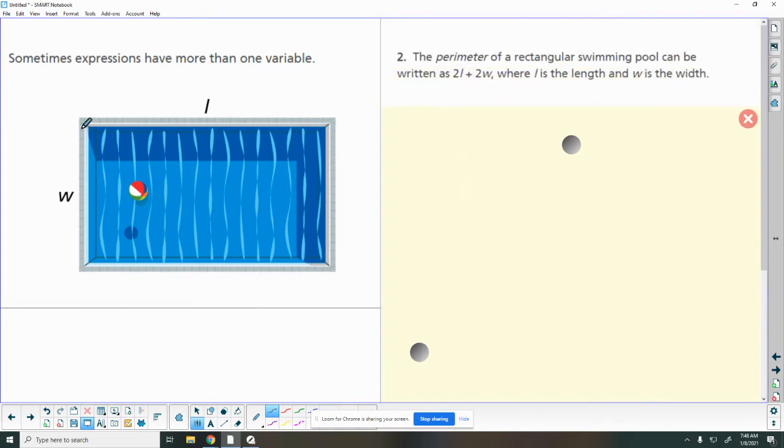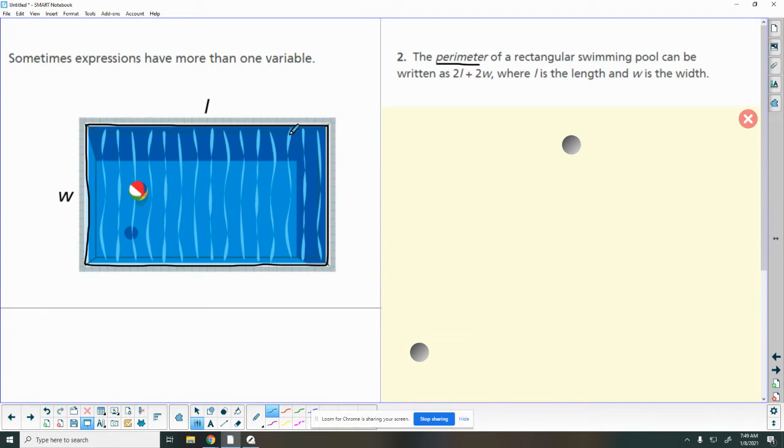So we're actually trying to find the perimeter. The perimeter goes all the way around the outside. W plus L plus W plus L. So we're finding the perimeter of this rectangular swimming pool. And instead of doing W plus L plus W plus L, we can actually write that out as a formula of 2 L's, 2 groups of L, since we have 2, plus 2 groups of W.